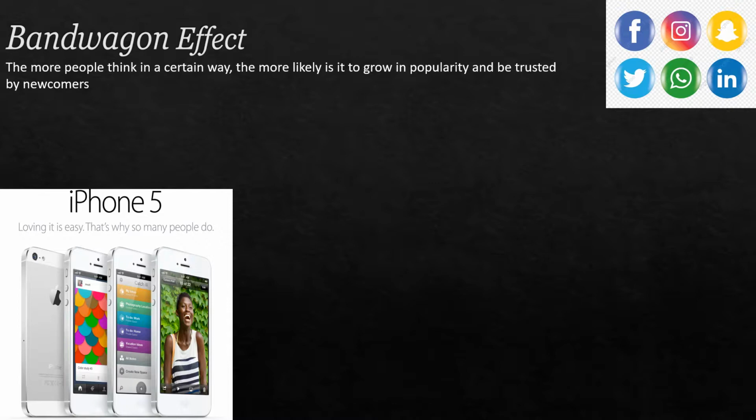That's why so many people do." And that sometimes is enough for people to make decisions and end up buying iPhones. And they do that with every new iPhone they launch. So their demand always exceeds their production and the prices always stay high.